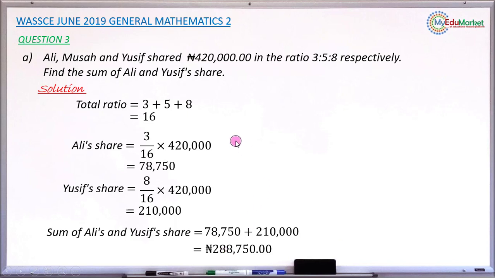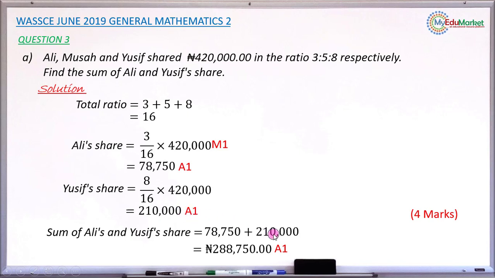So let me just share with you quickly the mark distribution for this very question as it is contained in the marking scheme. So the very first mark is method 1 mark, and that method 1 mark, you have it when you now find Ali's share, that is substituting in attempt to get Ali's share correctly. 3 over 16 multiplied by amount to be shared, you have this method 1 mark. And when you now have Ali's share exactly at 78,750, you have this accuracy 1 mark. And the next mark is another accuracy 1 mark for Yusuf's share exactly as 210,000.